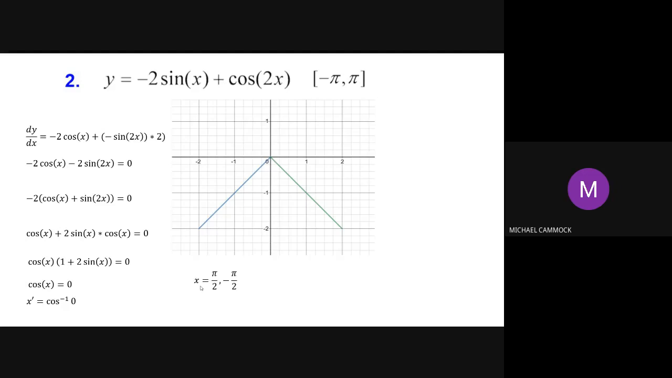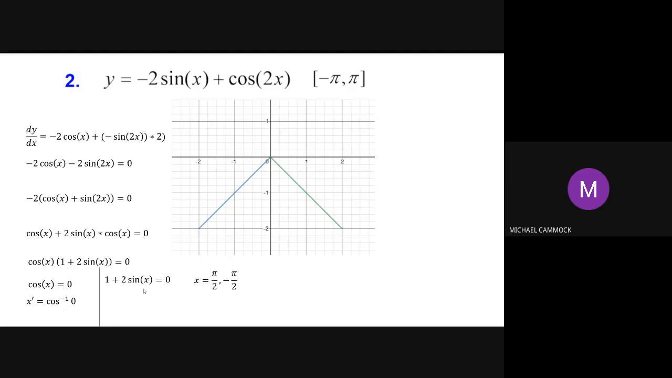So I really have two answers so far for when x equals cosine to the minus 1 of 0. One is at pi over 2. One is at minus pi over 2. I can't go any further to get any other answers. I can only go a half rotation this way and a half rotation that way because of the limits of my domain. So I have two answers so far. But that only takes care of the cosine of x being equal to 0. I should also look at this 1 plus 2 sine x being equal to 0.